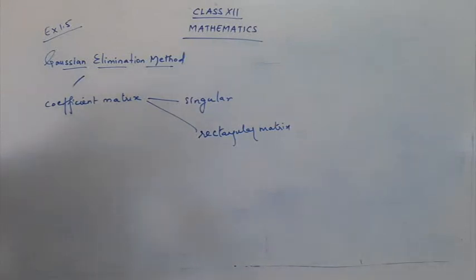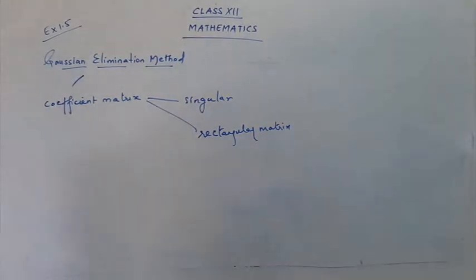So let's start with a new topic today. We are going to start with exercise 1.5. Just come to page 37. So take page 37. Yes, so we are going to follow a new method today. We are going to study a new method, that is, the Gaussian elimination method.